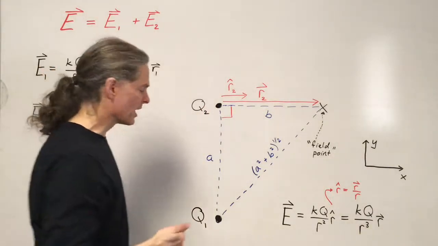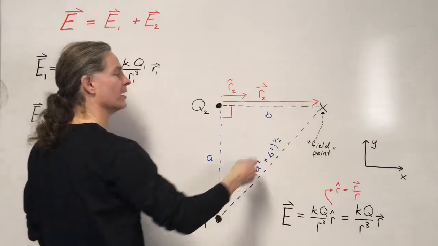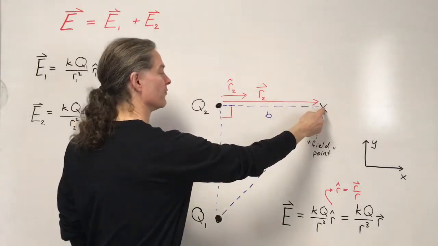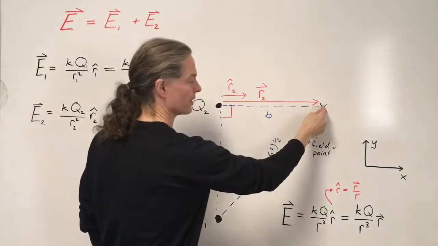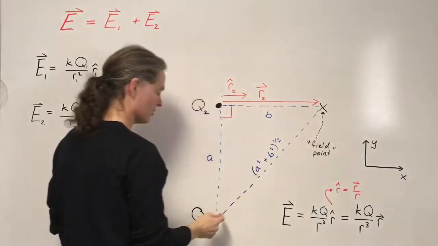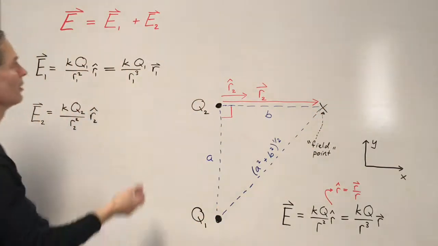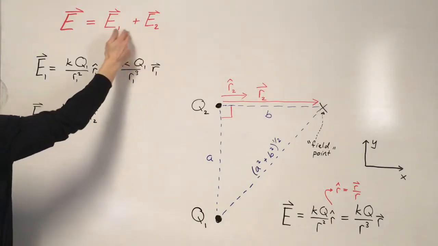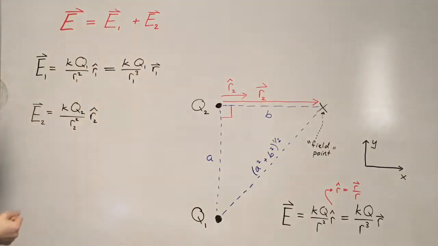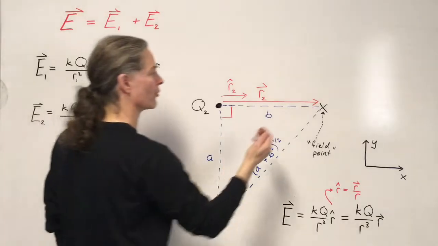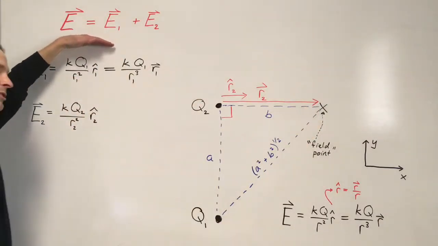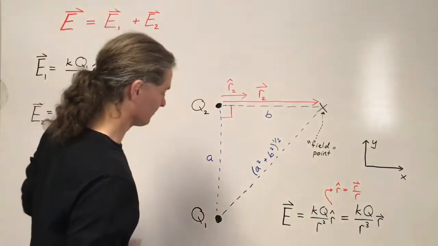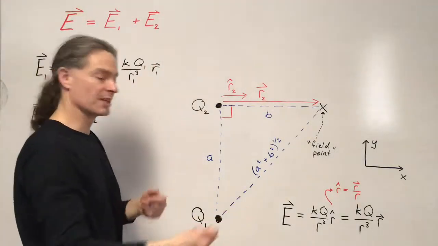Let's say the field point is located a distance B along the x-axis from charge 2. All right, so here's our plan of attack. We find the electric field contribution at the field point due to Q2. We find the electric field vector contribution at the field point due to Q1. We'll call those E2 and E1 vectors respectively. The electric field overall at the field point will just be the vector sum of those contributions from the individual charges.